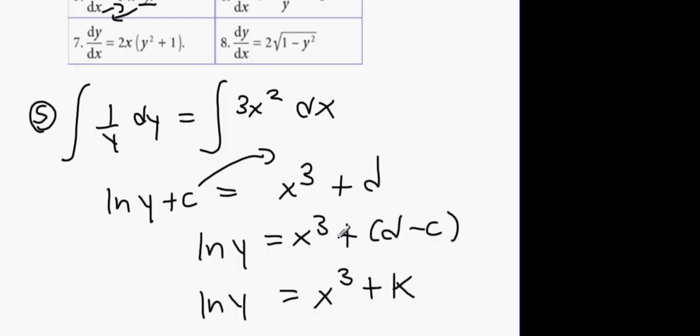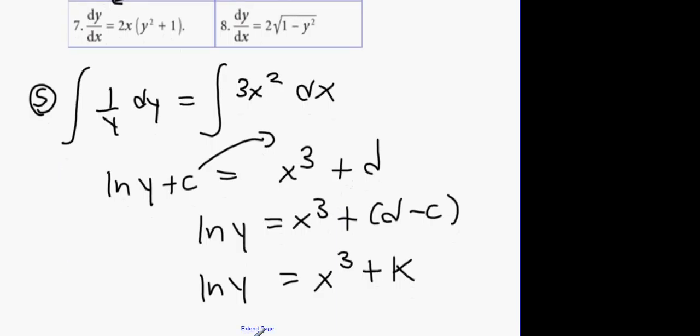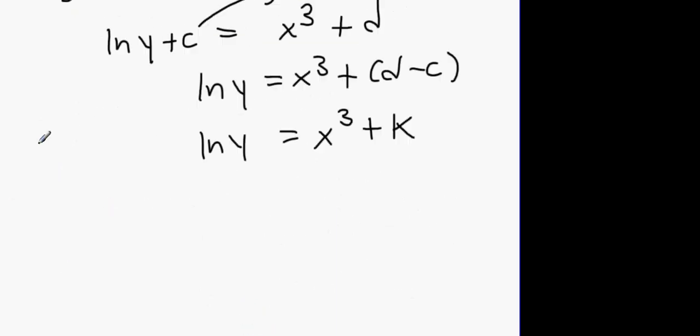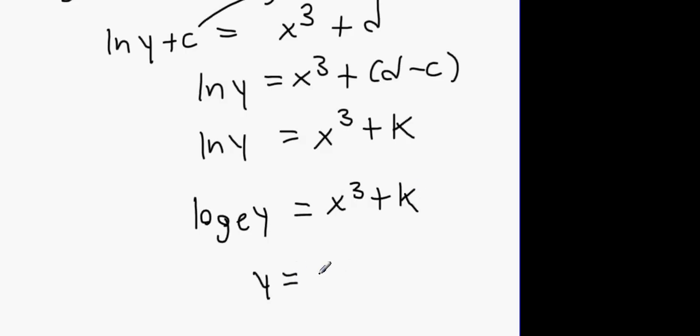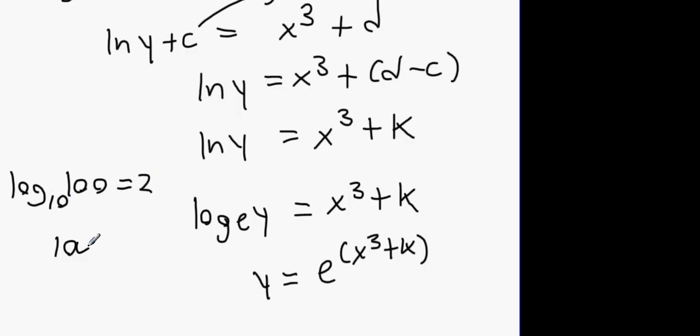Okay? Now we're asked to finish this off. What exactly does ln(y) mean? ln(y) means log to the base e of y. And what this means is y therefore is equal to e to the power of x cubed plus k. Remember, that's what logs are, okay? So if I asked you what log 100 to the base 10 equals 2 means, that basically means 100 equals 10 to the power of 2.